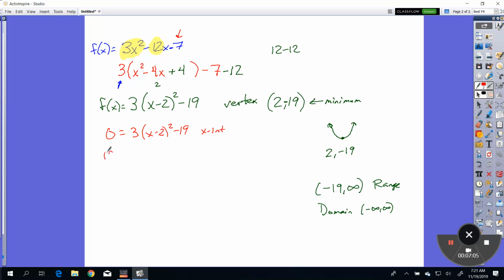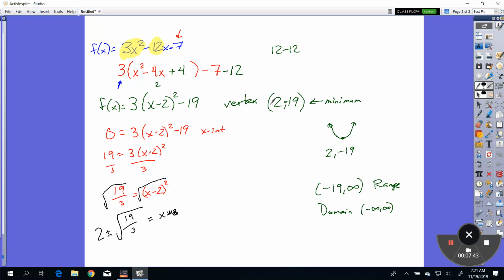Then I'd add 19 over. Divide it by 3. So 19 over 3 equals (x minus 2) squared. So square root it. So this plus or minus the square root of 19 thirds equals x minus 2. So then I just add that 2 to the other side. And that would be my x-intercept. And you can type that in your calculator and actually get a value for that.